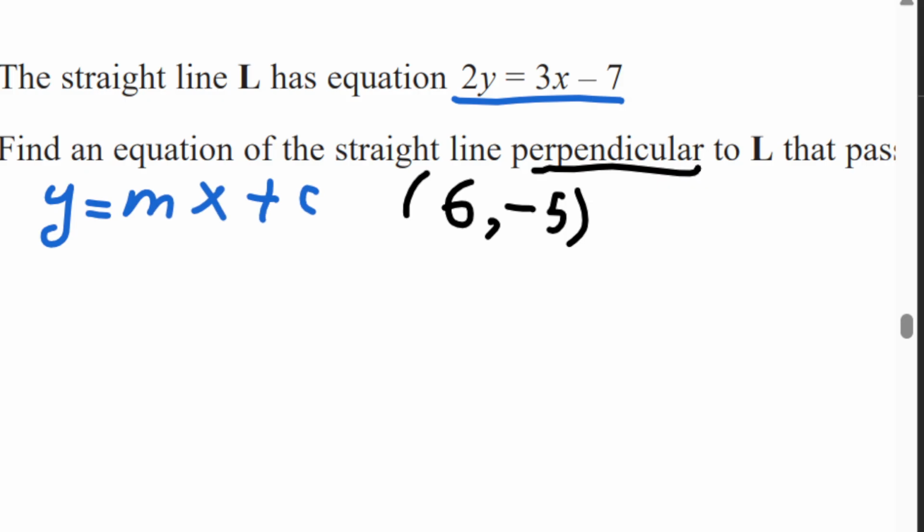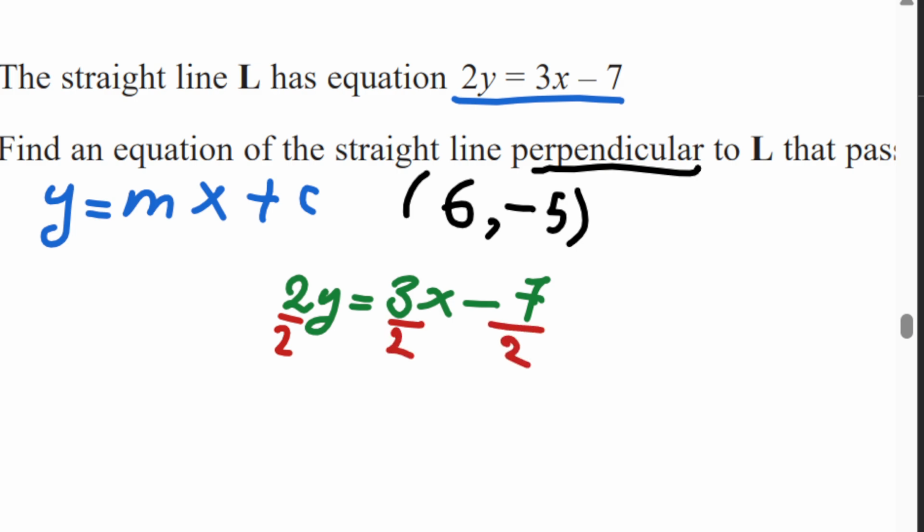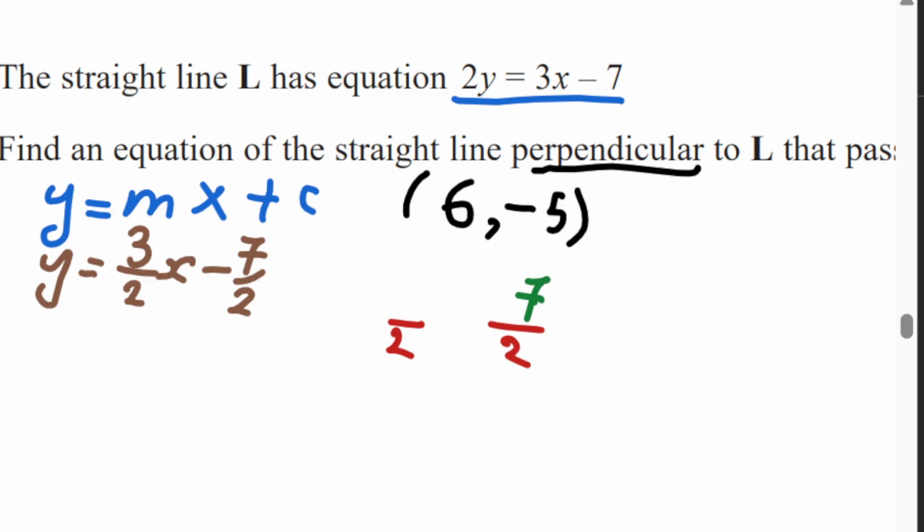You need to make it look like this. Do you know how to do that? So it's 2y equals 3x minus 7, right? To make it y equals mx plus c, just divide by 2. That's very good. This is cancelled. So you will have y equals 3 over 2 x minus 7 over 2. And that's our nice equation. We don't need this.